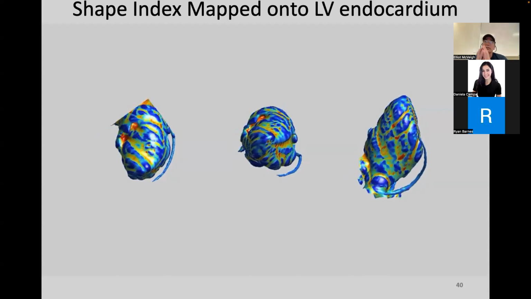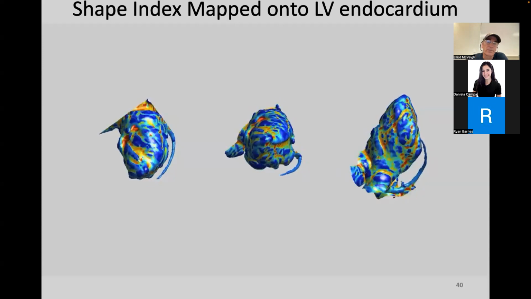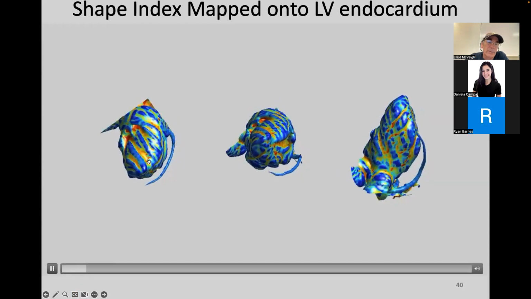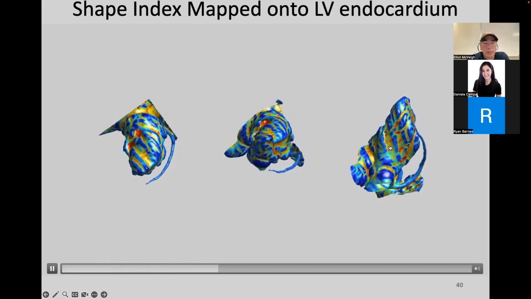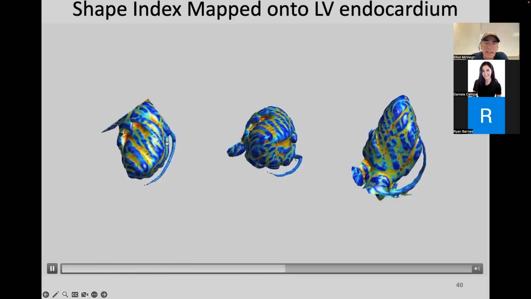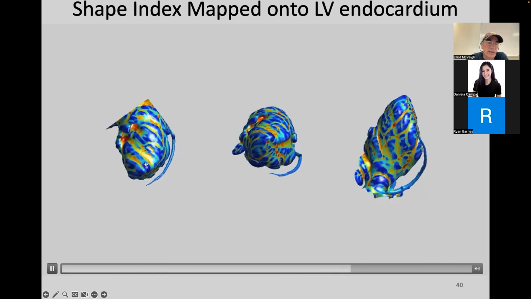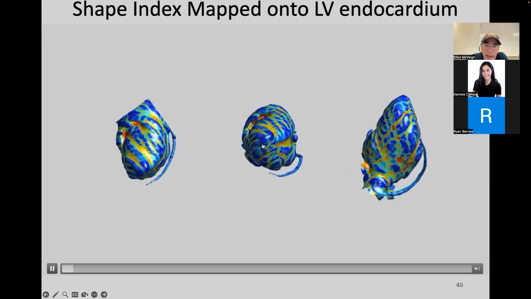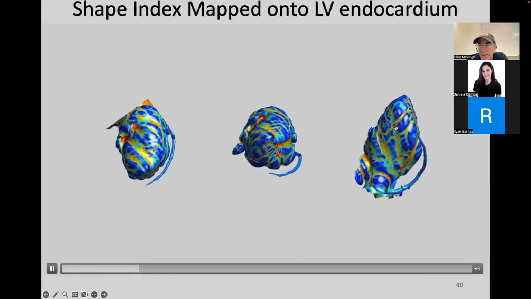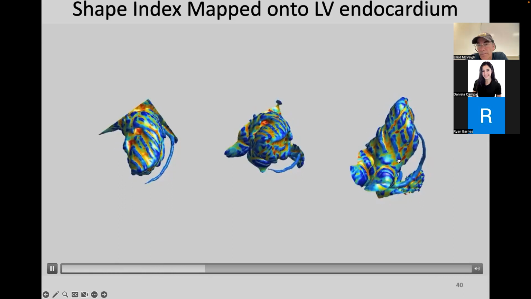So all we're seeing with great detail is the endocardium. These are maps of the endocardium. They're all the same endocardium, just looked at from different viewpoints. This is the anterior wall of the left ventricular endocardium. This is looking at the endocardium from the apex, which is here, up towards the base. And then this is the posterior wall.